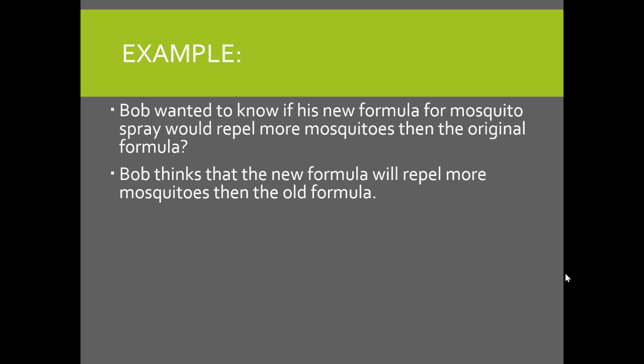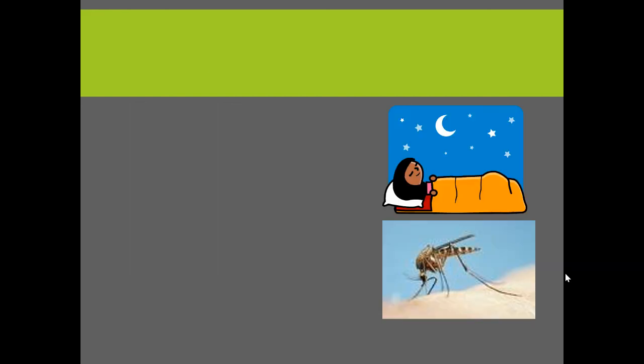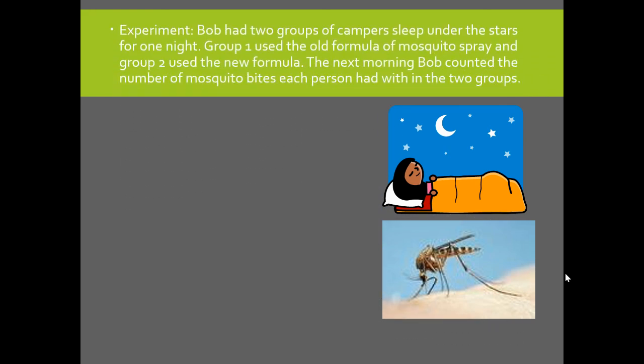He lives in a pineapple under the sea and he doesn't have a driver's license yet, but he wants to know if his new formula for mosquito spray would repel more mosquitoes than the original formula. He thinks he's got an improvement going on. So he thinks that his new formula is going to repel more mosquitoes than his old formula. How do you think Bob could test this? All right. So Bob went camping and he took two groups of campers and they slept under the stars for one night. The first group used the old formula of mosquito spray, and group two used the new formula. So the next morning, Bob counted the number of mosquito bites each person had in the two groups.